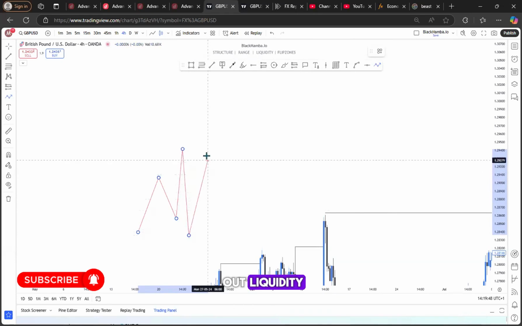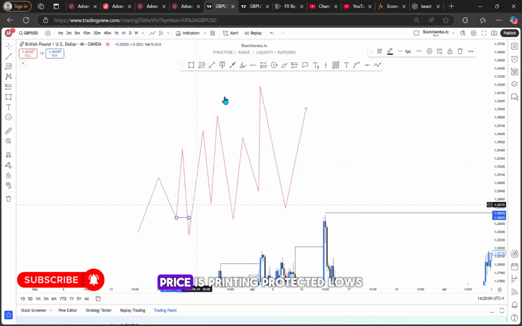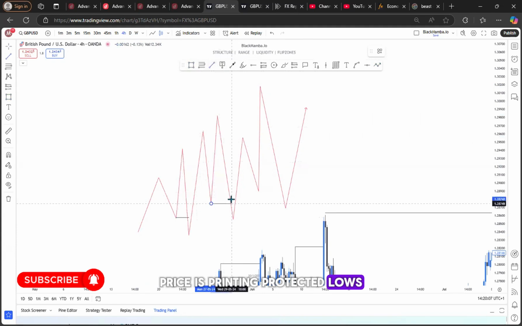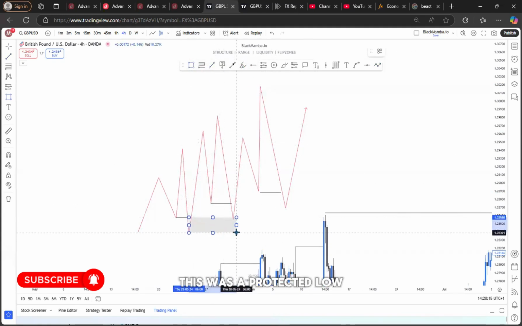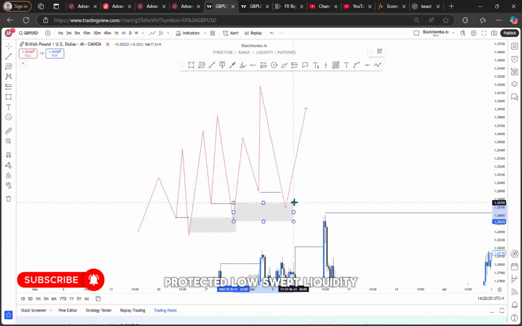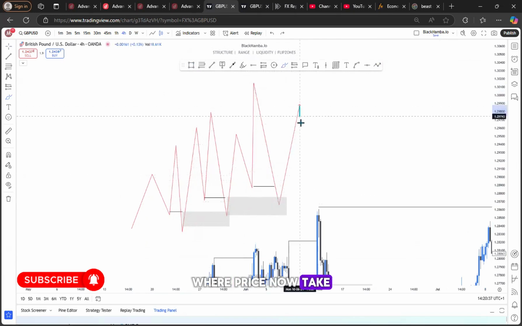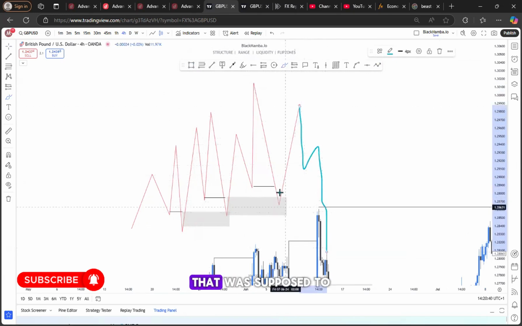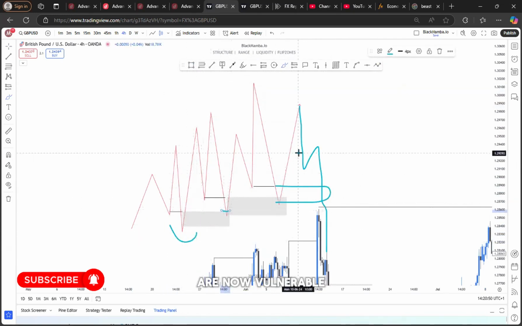In fact, if price is pushing to the upside like this, taking out liquidity, pushing to the upside, taking out liquidity, pushing to the upside, taking out liquidity. When price was taking out liquidity, price was printing protected lows, protected lows, protected lows. This was a protected low, swept liquidity, broke structure. Protected low, swept liquidity, and break structure. Now, this area that I assume to be a protected low, when price now takes this low that was supposed to be a protected low, it means all the previous protected lows are now vulnerable.